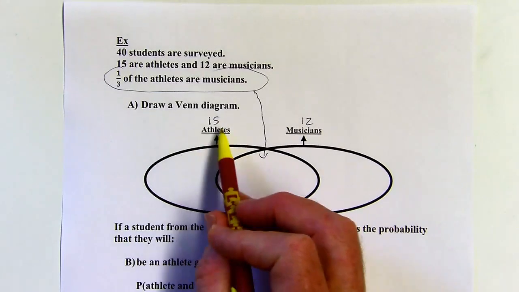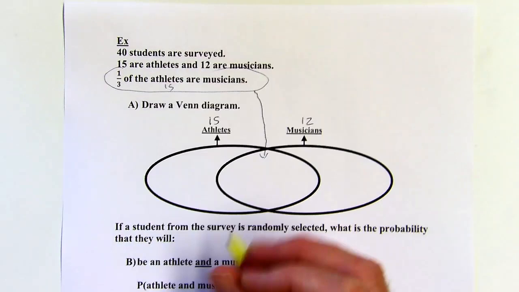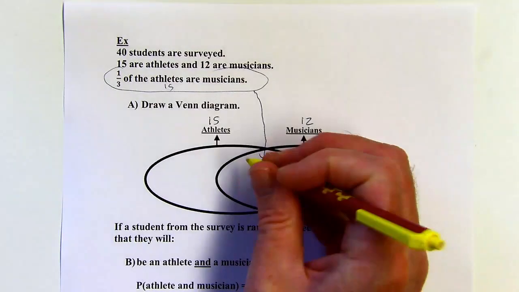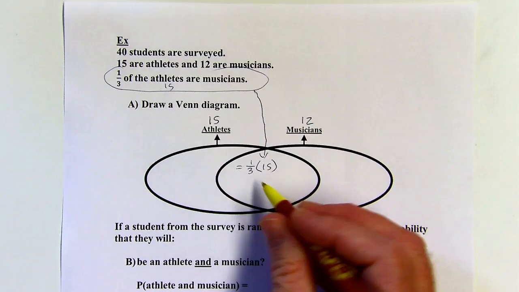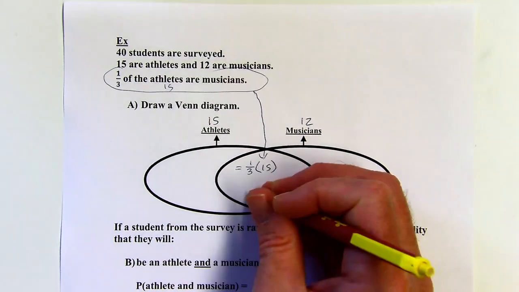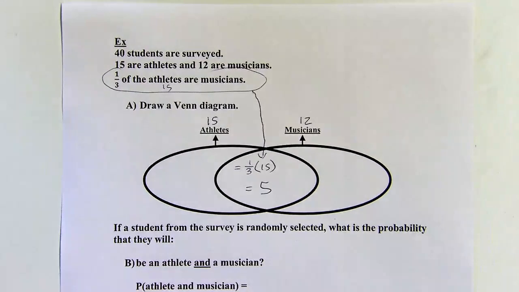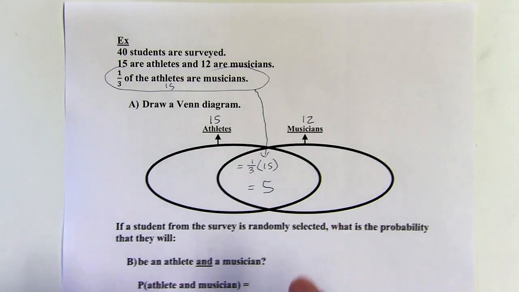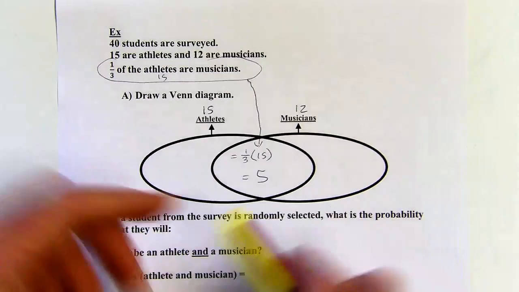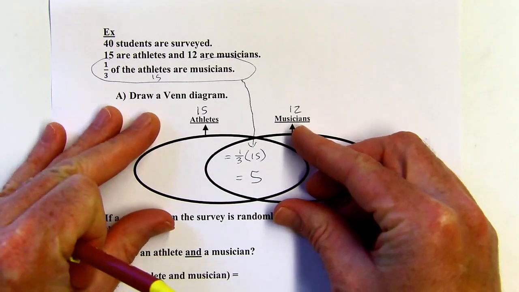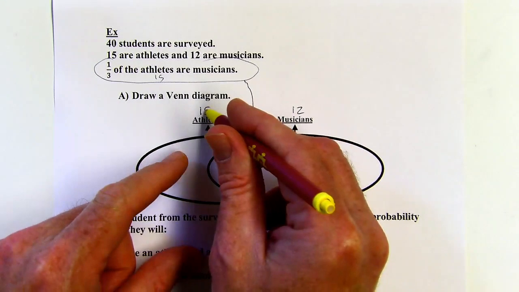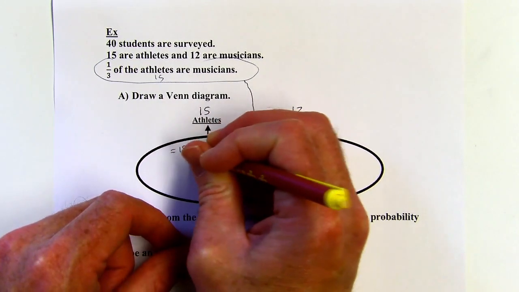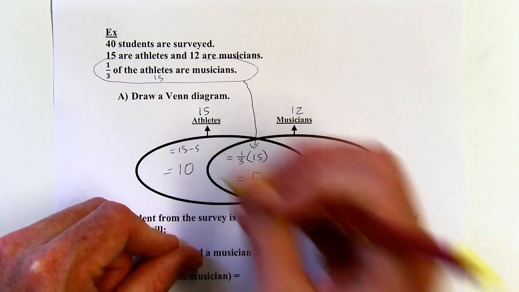It says 1/3 of the athletes, that's 15 students, should be in this overlap group. So I can say 1/3 of 15 here. So 1/3 of 15, 15 divided by 3 is 5. That means there's 5 students who are both athletes and musicians. Okay, so now I can figure out these two groups. If I'm looking just here, 5 plus something equals 15. That's got to be 10, right? Or I could just do 15 minus 5. So there's 10 students here, okay?